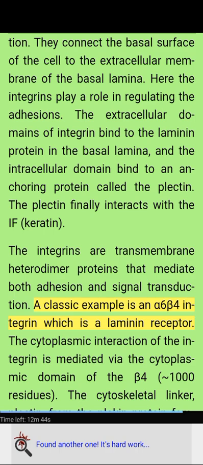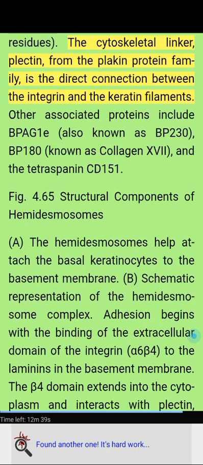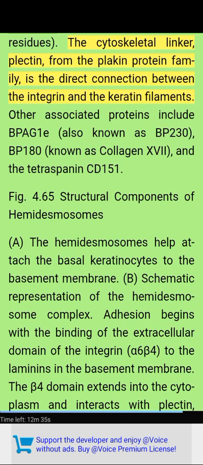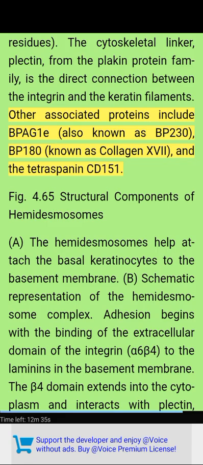A classic example is the alpha-6 beta-4 integrin, which is a laminin receptor. The cytoplasmic interaction of the integrin is mediated via the cytoplasmic domain of the beta-4, approximately 1,000 residues. The cytoskeletal linker, plectin, from the plakin protein family, is a direct connection between the integrin and the keratin filaments. Other associated proteins include BPAG1E, also known as BP230, BP180, known as collagen 17, and the tetraspanin CD151.